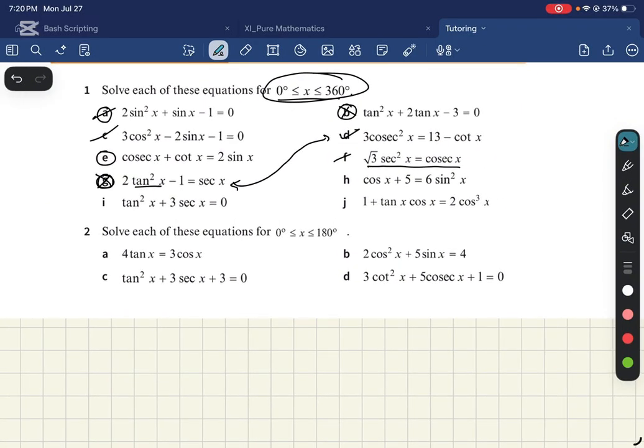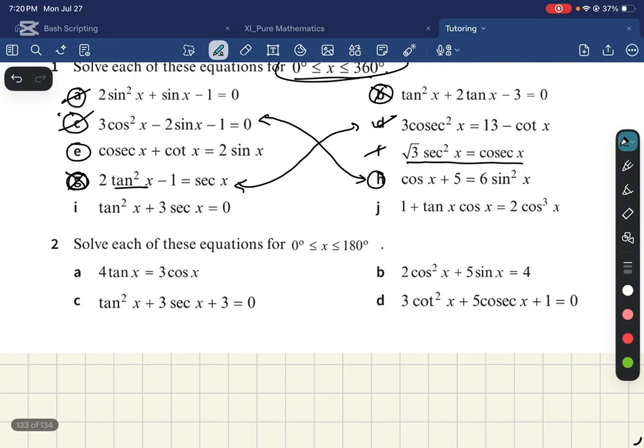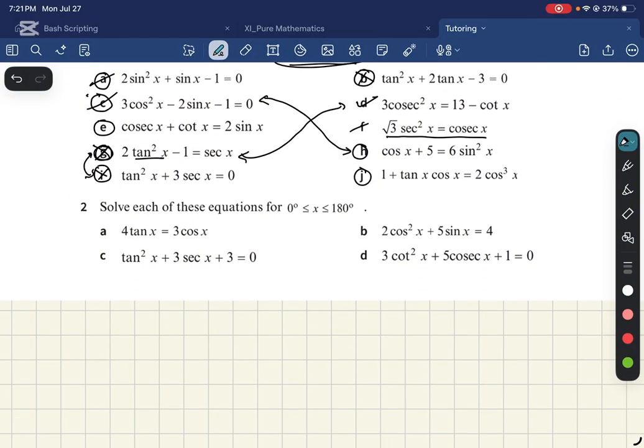And because I've done C, H is very similar. You can go back and watch how I solve part C and try to solve part H on your own. Let's see if there's anything that's similar. So I is also very similar to G as well, so I'll leave that for you to try on your own. So I'll do J and E.